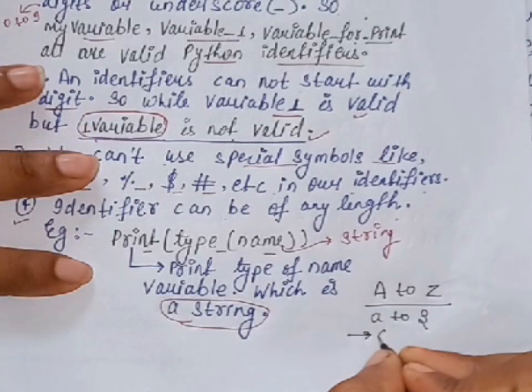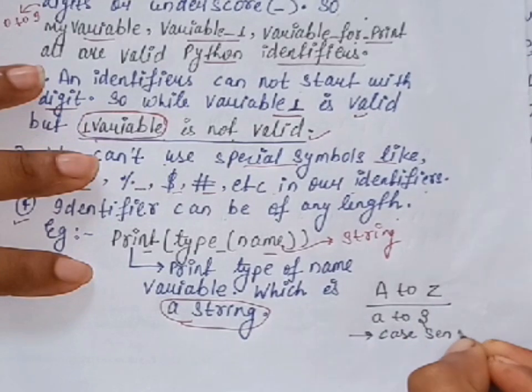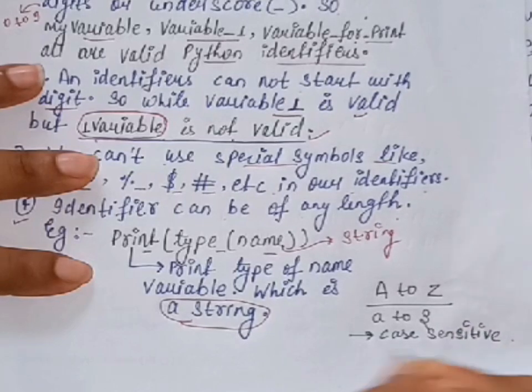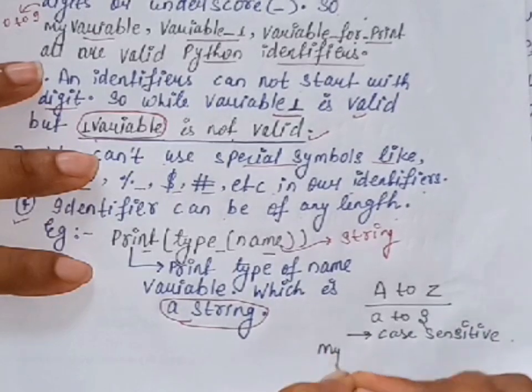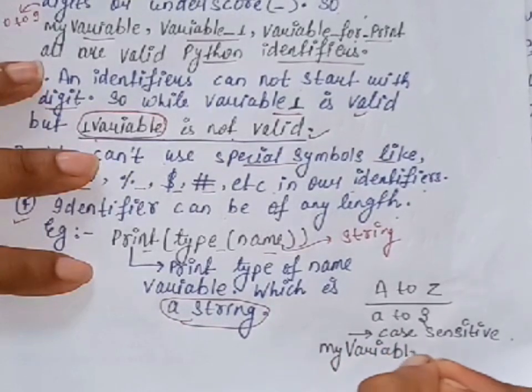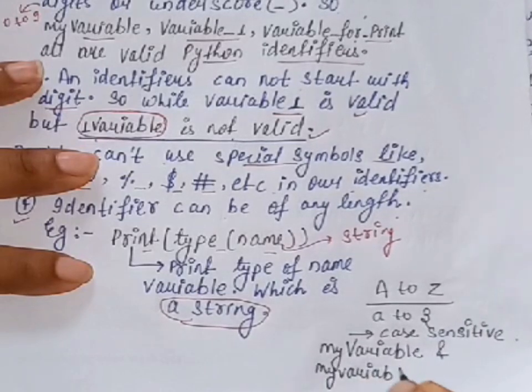While Python is a case sensitive language, in which my variable and my variable both are different in Python, because it is case sensitive, means here I had written capital V and here I had taken small v. Both are different in Python.